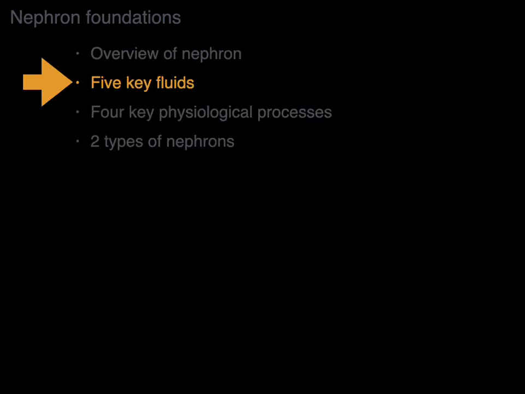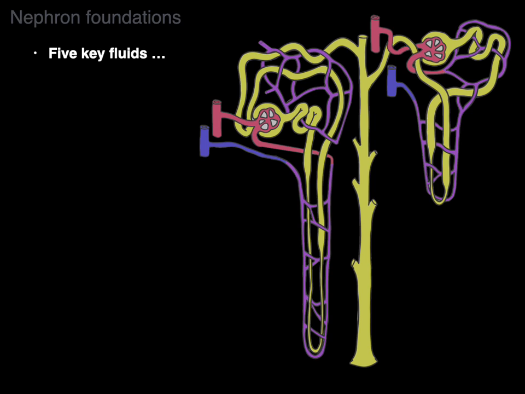Let's now talk about five key fluids. In this picture, we see plasma. That's the non-cellular component of blood. Then filtrate. This is the name given to plasma after it filters through the glomerulus and podocytes, and the name of the fluid now in Bowman space.